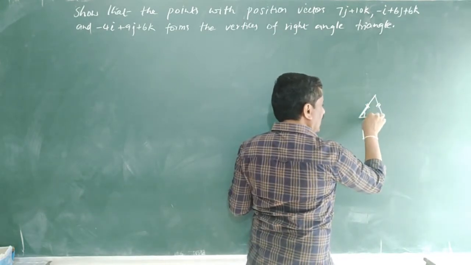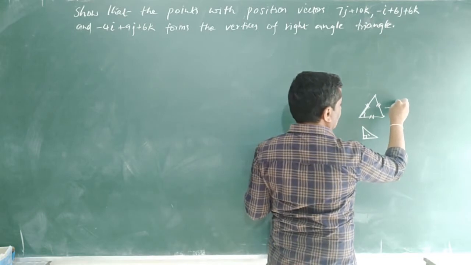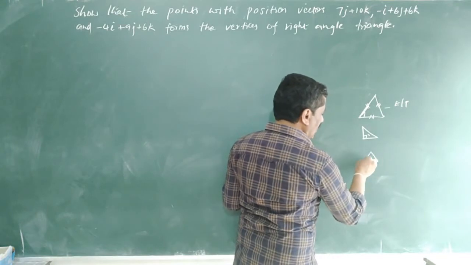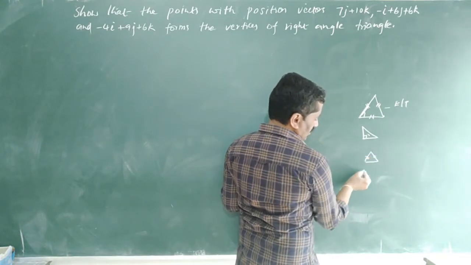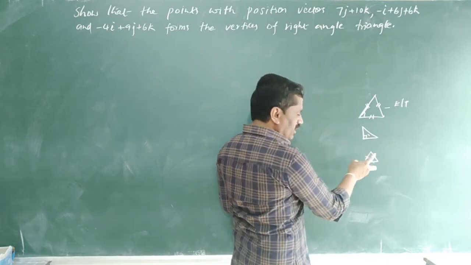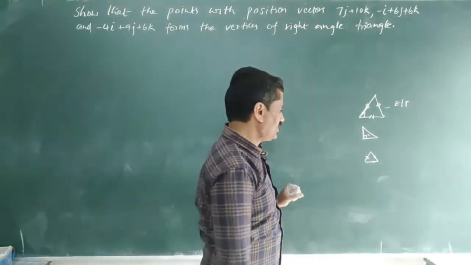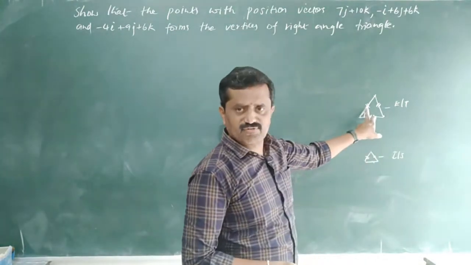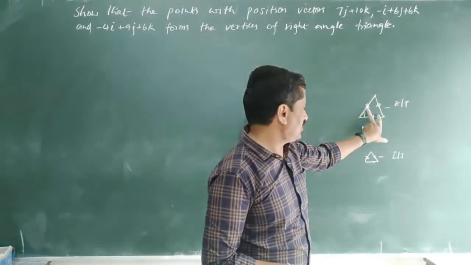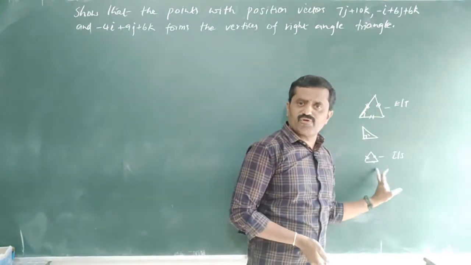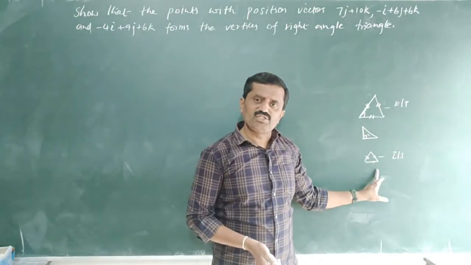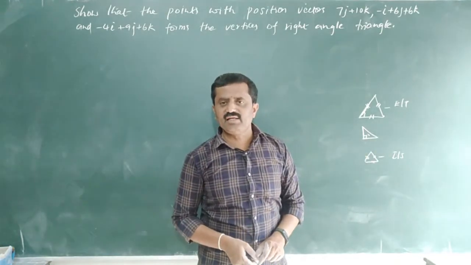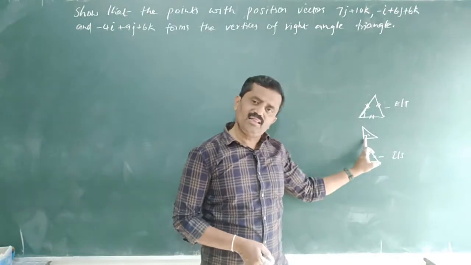If all the sides of a triangle are equal, then we say that such a triangle is called an equilateral triangle. Again, if any two sides of a triangle, either this and this, or this and this, or this and this, are the same, then we call it an isosceles triangle. Remember this: if all the sides are the same, it is an equilateral triangle. If two sides are the same, it is an isosceles triangle. If any one angle in a triangle is 90 degrees, then we say it is a right angle triangle.